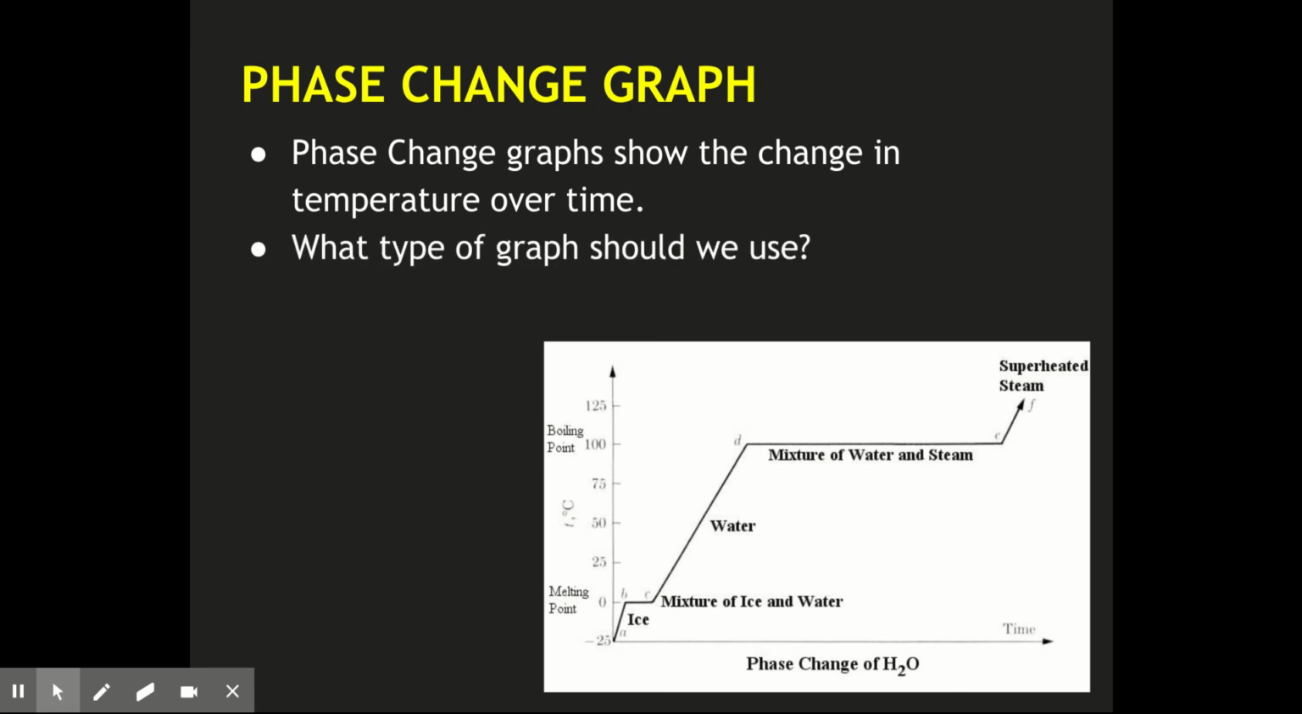What type of graph is this? What type of graph should we use? Is it a scatter plot? Is it a bar graph? Is it a pie graph? Is it a line graph? This is a line graph. You need to know that the phase change graph is a line graph.